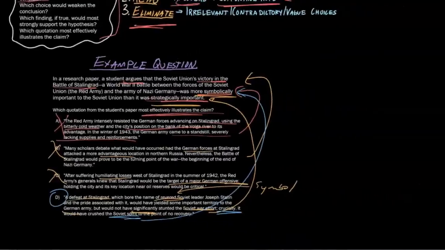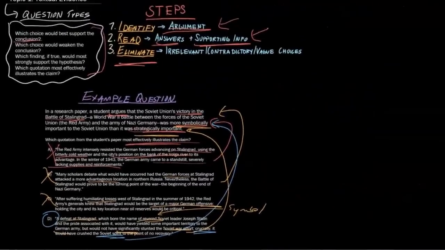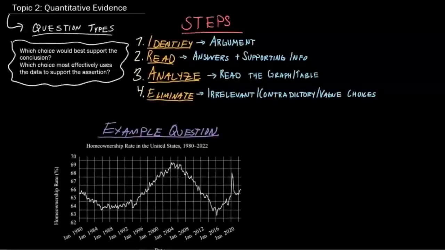Okay, this is our last question here for textual evidence. All right, topic 2, quantitative evidence. So quantitative evidence is slightly different from textual evidence in that you'll be given some sort of graph or table. It's kind of the same idea, though. Okay, it's the same choices, it's the same idea, the same question as textual evidence, and pretty much the same strategy. But we're going to introduce a third step here. Our third step is to analyze and to read the graph or table given. But first, we read the answers and the supporting info.